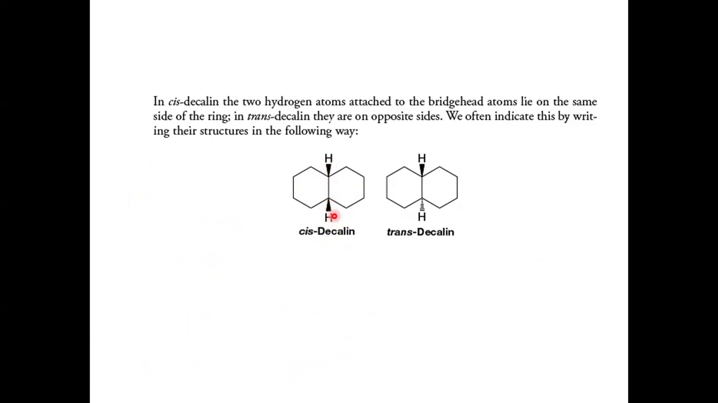Towards you, or you can also write the broken line here. They are the same, right? And in the trans, you can write here towards you and broken line.